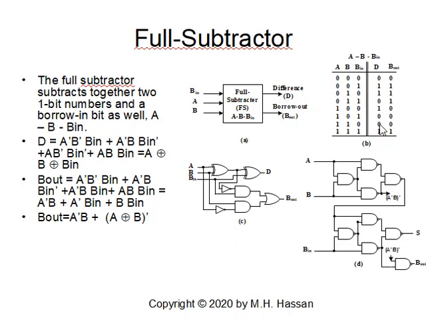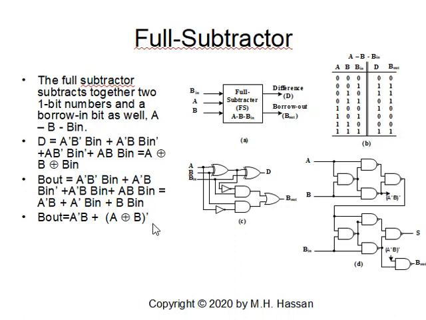So once we have those equations, we can define D as a sum of minterms. If you look here, D is 1 at M1, M2, not M3, and M4, not M5, not M6, and M7. So this is D. With simple Boolean manipulation, we can define D as A exclusive OR B exclusive OR Bn. So A exclusive OR B exclusive OR Bn will be the difference D. B out, the same thing. The sum of minterms 1, 2, 3, and minterm 7.